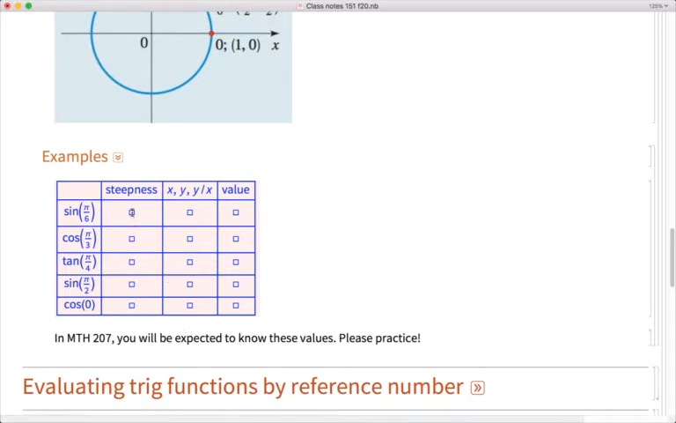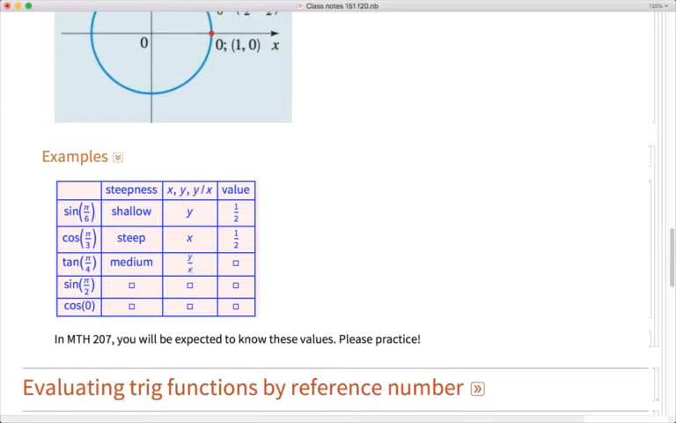I might do that. Okay, so let's run a few examples, again stressing the fact that in calculus you are going to be expected to be able to do this, so try to practice. Pi over 6, we call this shallow. We're asked for the sine, that's the y-coordinate. A shallow angle should have a small y-coordinate, so this is a half. Pi over 3, that's a steep angle. Cosine will be the x-coordinate. A steep angle should have a small x-coordinate, so the cosine of pi over 3 is a half.